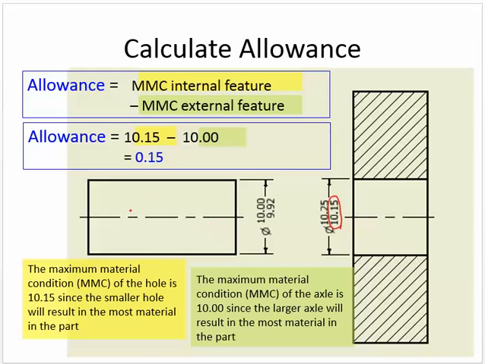When is this going to have the maximum material? When it has the biggest dimension, because there's nothing cut out. We want it to be the biggest. I mean, this one should be easiest. All right, when it's the biggest, that's when it has the most material. So we take the 10.15 minus the 10, and we have an allowance then of 0.15.